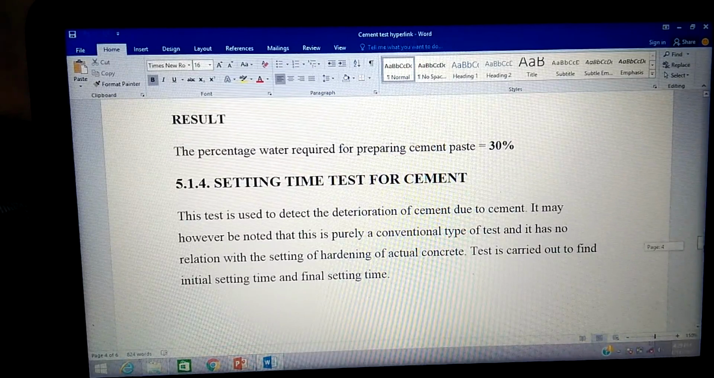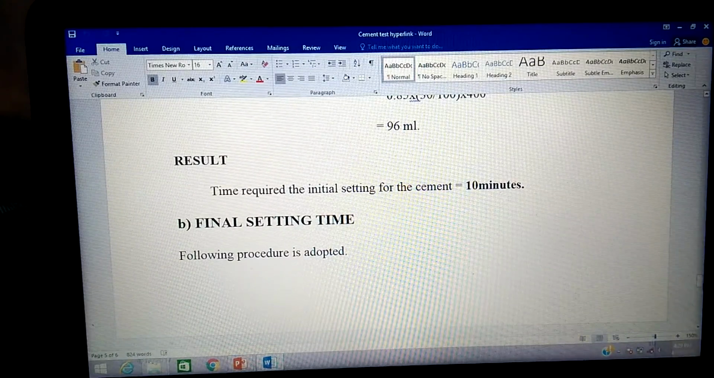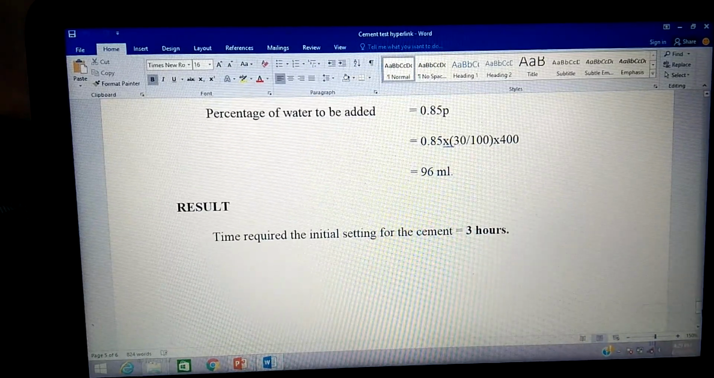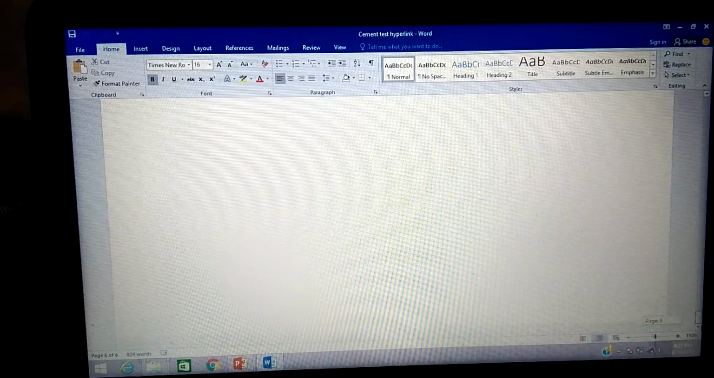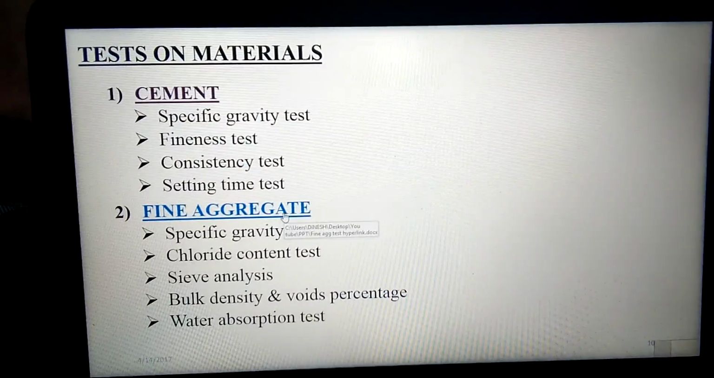At last, setting time. The initial setting time of our cement is 10 minutes and the final setting time is 3 hours. That's it. These are all the tests we have done for cement. Next, tests on fine aggregate. These are the tests we have done for fine aggregate.